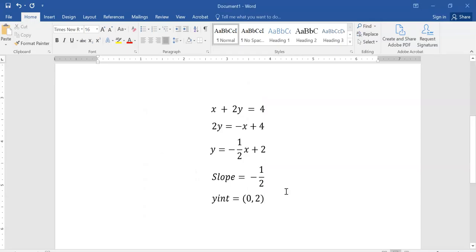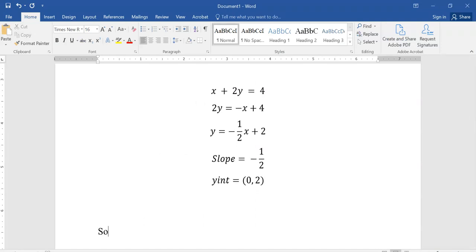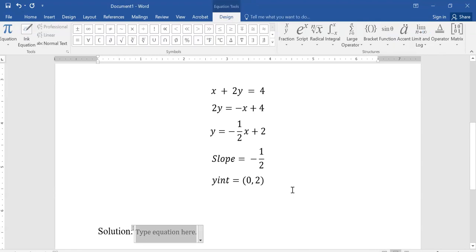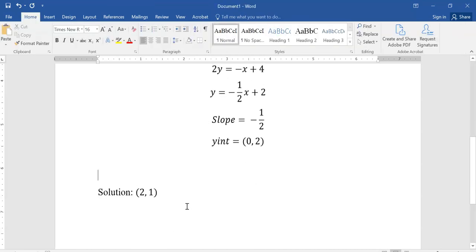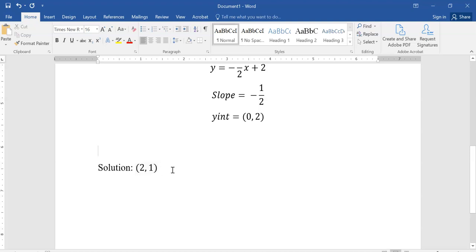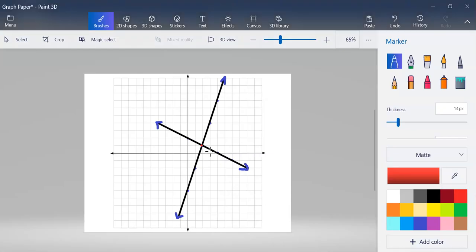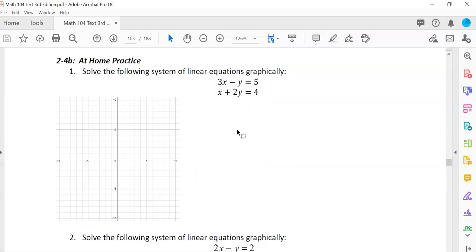And you'll also have to say that the solution to the system of linear equations is the point 2, 1. So there will be a spot for you to write your answer on the test. So you'll have to write the solution and then write in the point 2, 1. All right, 2 in the x direction, 1 in the y direction. So there you go. That is the first question of the at-home practice.